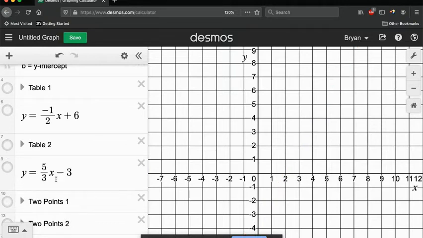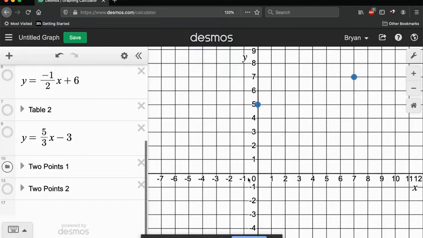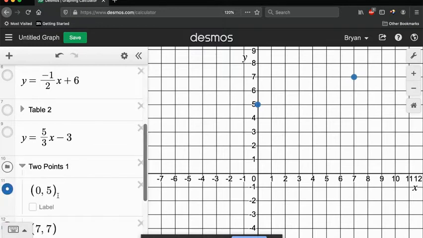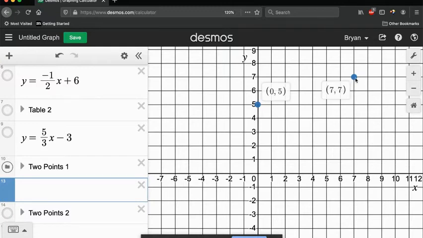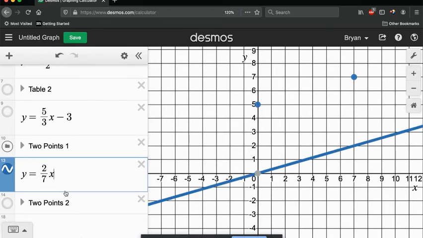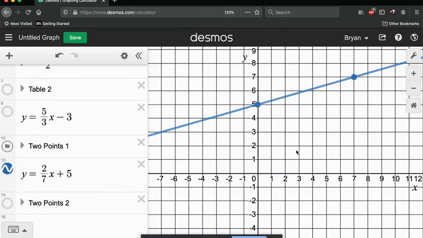Then the last situation I want to talk about is what if I only gave you 2 points? So in this case, I'm giving you the points (0, 5) and (7, 7). This one should be pretty straightforward just because you have 2 points and one's the y-intercept. So I know I'm going over 7 from 0 to 7, and then up 2 from 5 to 7. So here, once again, it looks like it's angled correctly. Now I deal with my y-intercept of 5, plus 5, and there we have it.